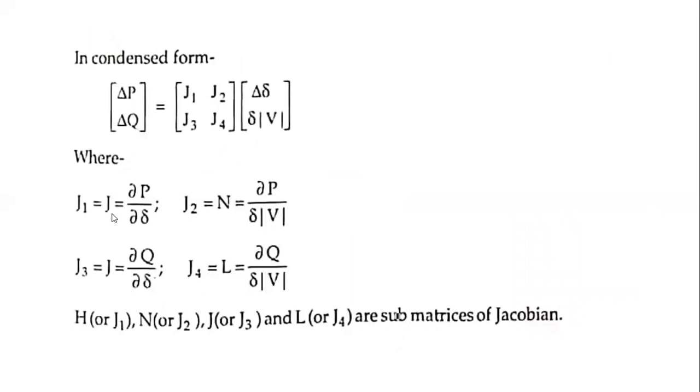Next, where J1 is equal to dou P by dou delta. J2 is equal to N. We are taking J1 equal to H, J2 equal to N, J3 equal to J, and J4 is equal to L. H, N, J, L are the submatrices of Jacobian.